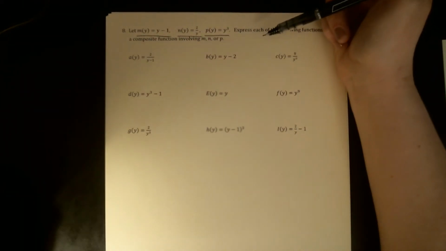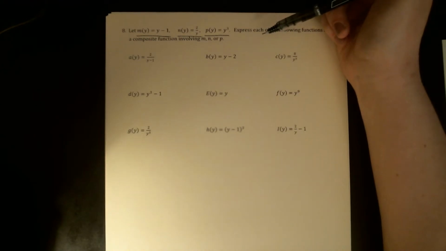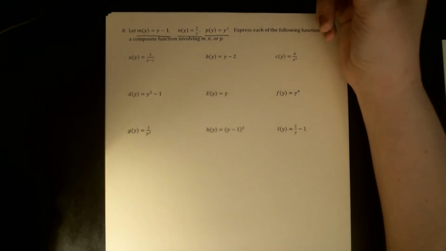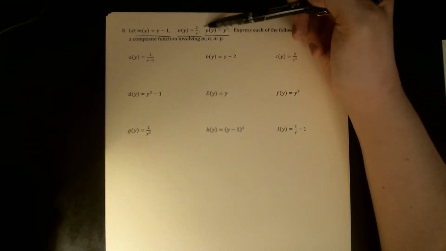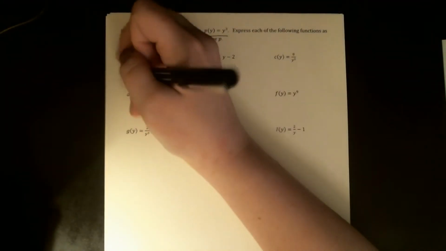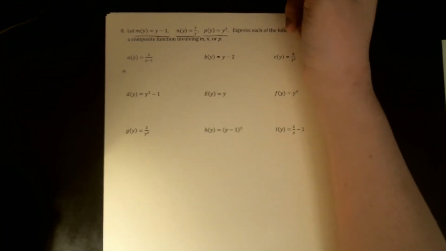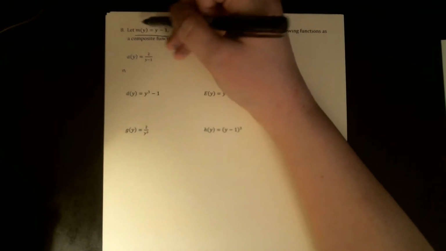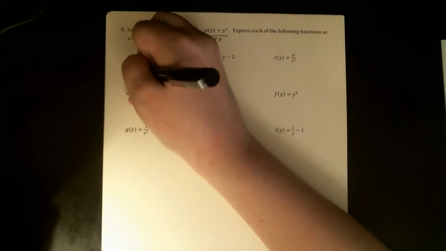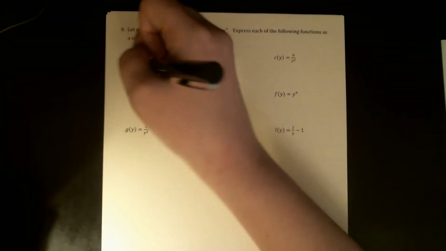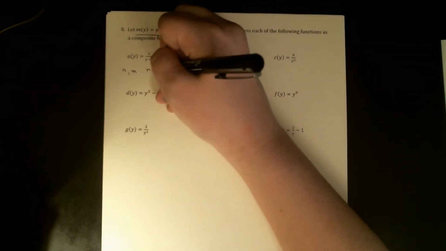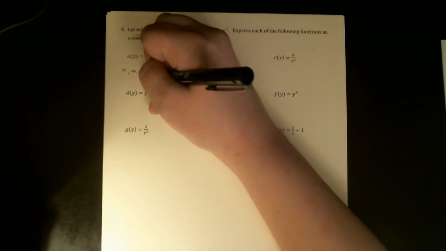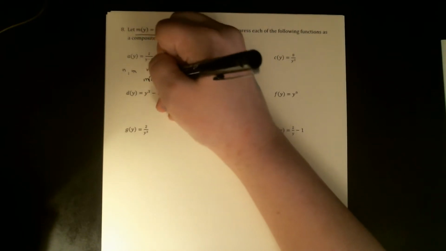So if I look back up at functions m, n, and p, I'm seeing y's in the denominator and 2's in the numerator, which makes me think n should be part of the mix. So I'm thinking I want an n. I'm also seeing a minus 1, which makes me think I want an m in the mix. So basically now, if we've guessed correctly, we're trying to decide between n of m of y and m of n of y.